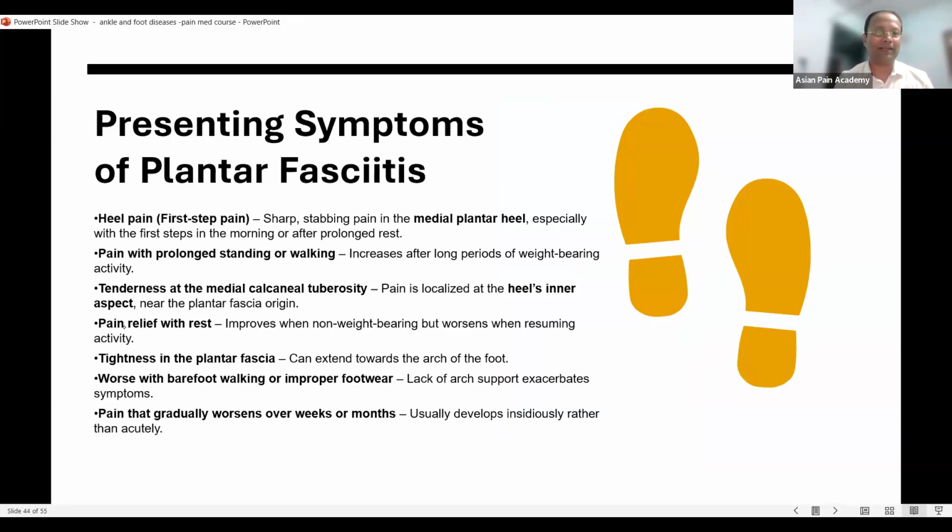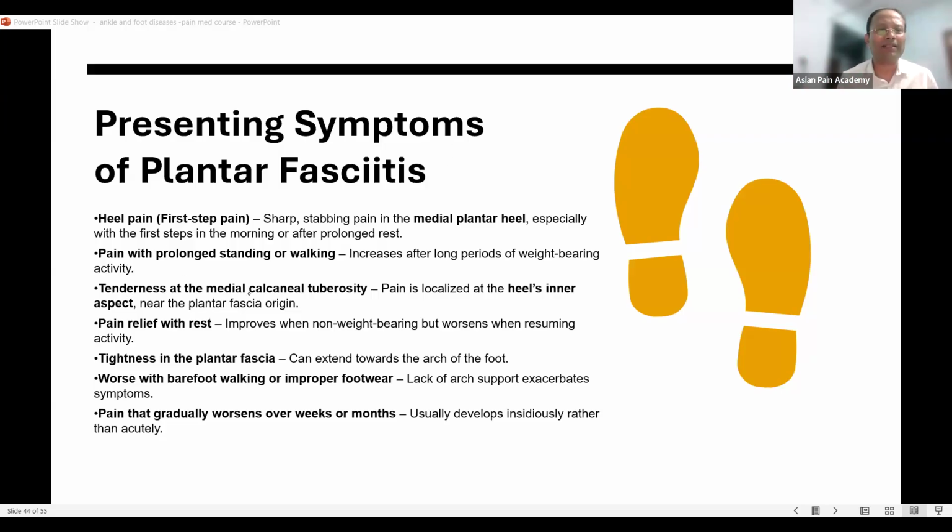Okay. So, presenting symptom. There are multiple symptoms, but only one symptom which we always ask the patient, that is first step pain. The patient will come and say that after the whole night's sleep, when I get up from bed and put my first step on the floor, it is immensely painful, on the medial side of the heel. And after walking with this pain, if I can walk say 10 steps, then gradually the pain decreases. So that is the presenting symptom of plantar fasciitis.